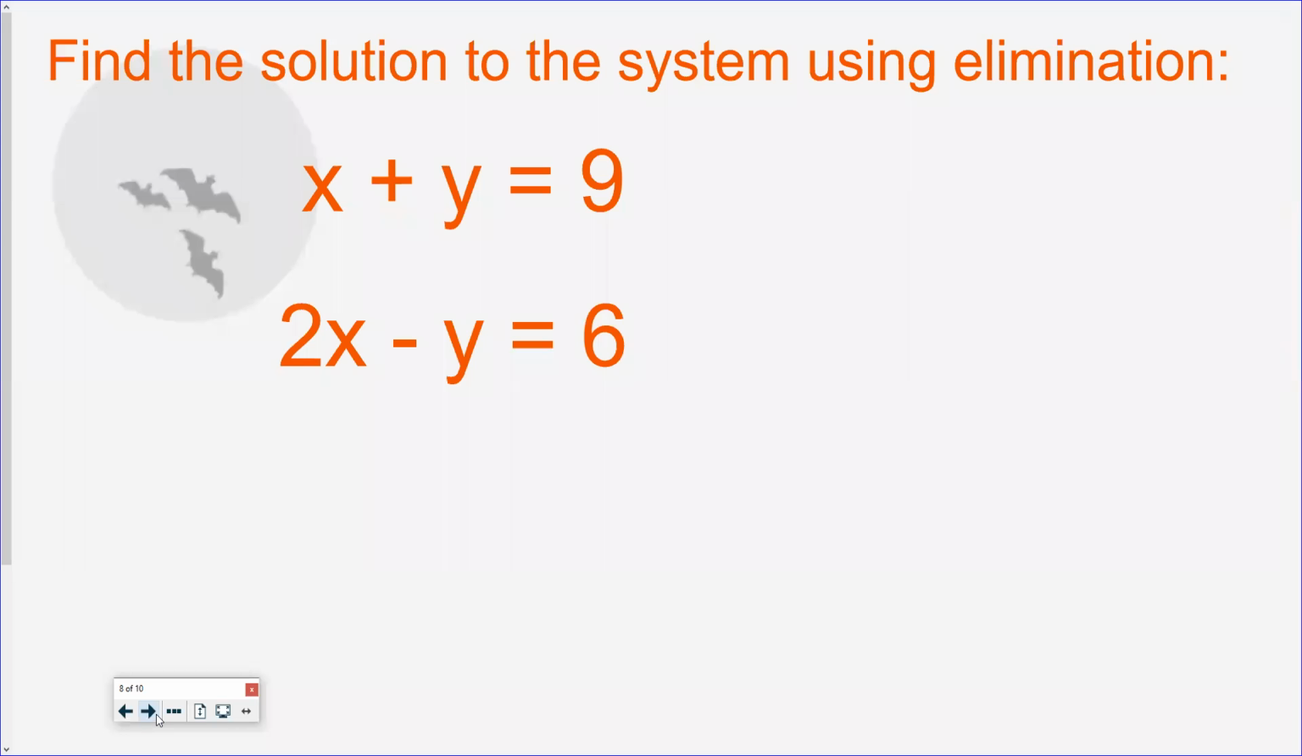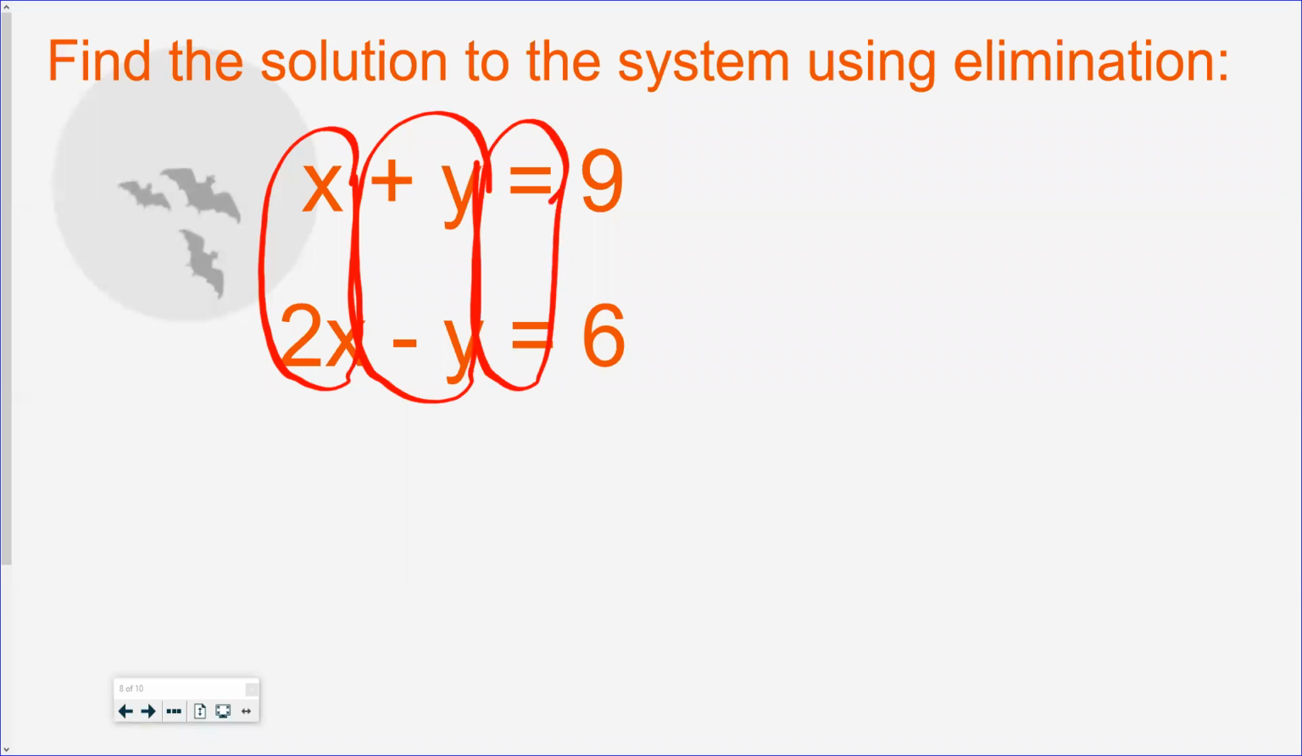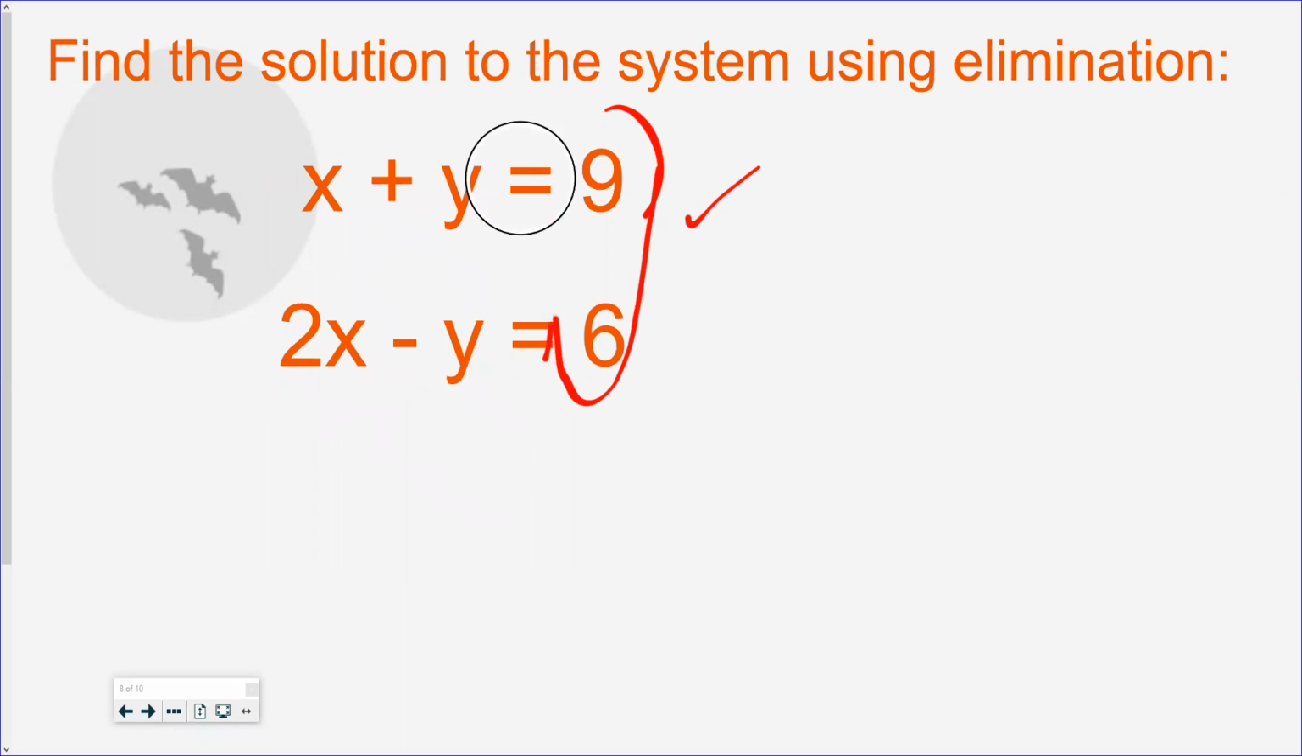So let's go ahead, let's practice this with a few examples. So first thing that I look for is that everything is lined up. That's how I can automatically know I can use elimination, if my x's are lined up, my y's are lined up, my equal signs are lined up, and my constants are lined up. If I check that off, that they're all lined up, then I can go ahead and actually start adding.